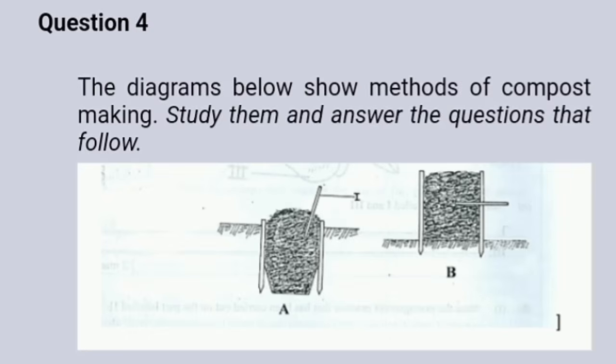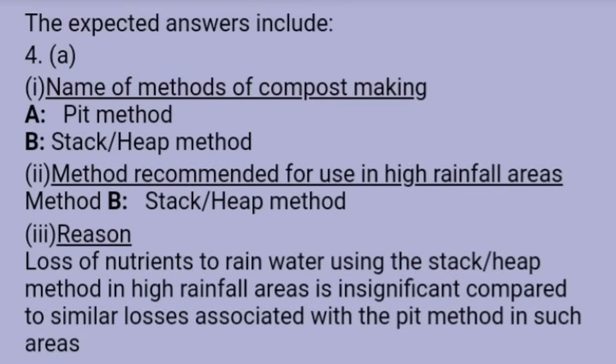Then you may be asked which of these, the pit method or the stack or heap method, is recommended for use in high rainfall areas. That will be the second one, the stack or heap method of compost making. And why? Because the loss of nutrients to rainwater using the stack or heap method in high rainfall areas is insignificant compared to similar losses associated with the pit method in such areas.